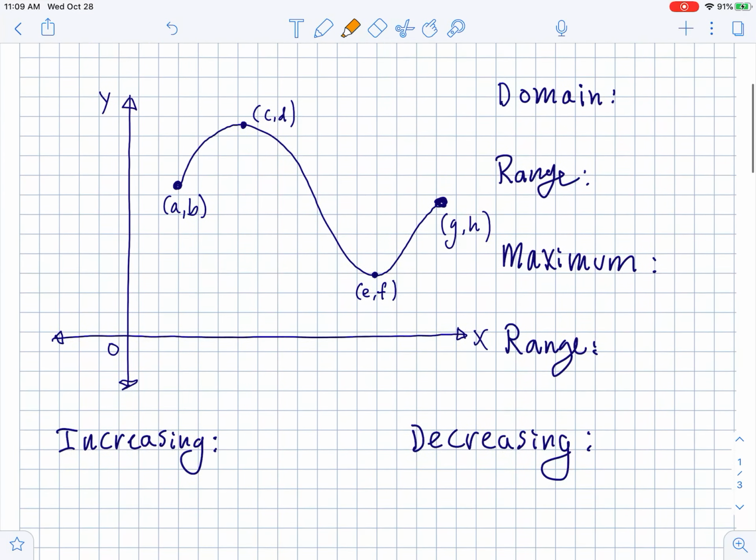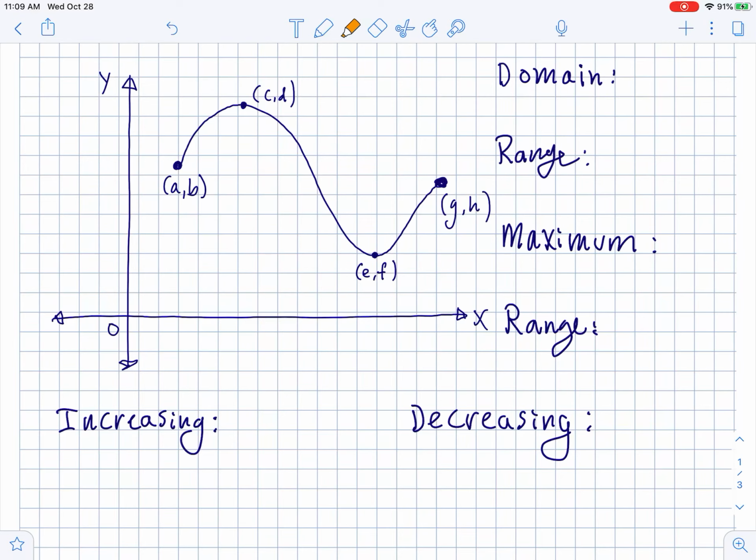I thought that we would look at 6 really big concepts by just looking at this graph that I made up with no actual numbers, just letters on coordinates, A, B, C, D, E, F, and G, H. We're going to talk about the domain, the range, the maximum. Not the range. Way to go, Jolly. This should say the minimum. Let me get that. And where it's increasing and where it's decreasing.